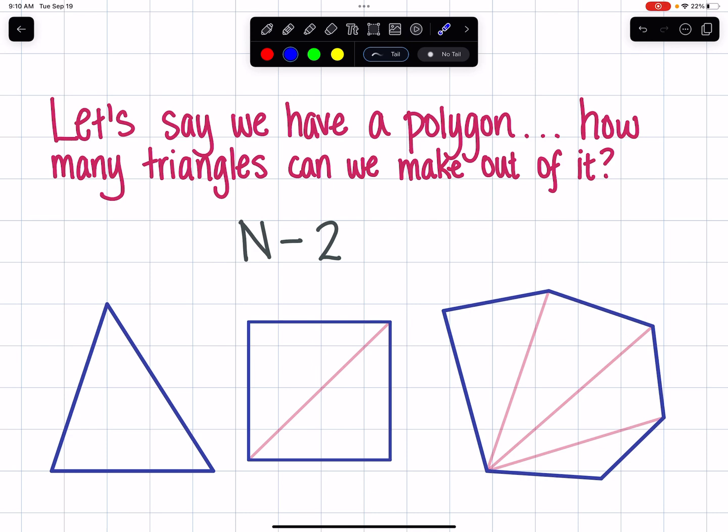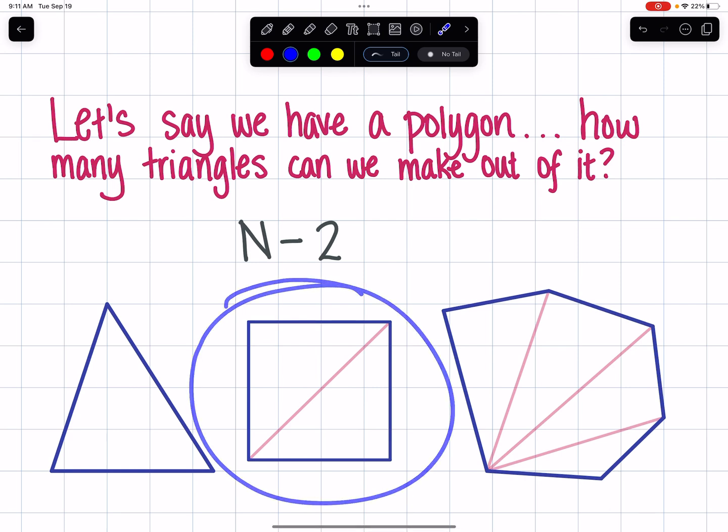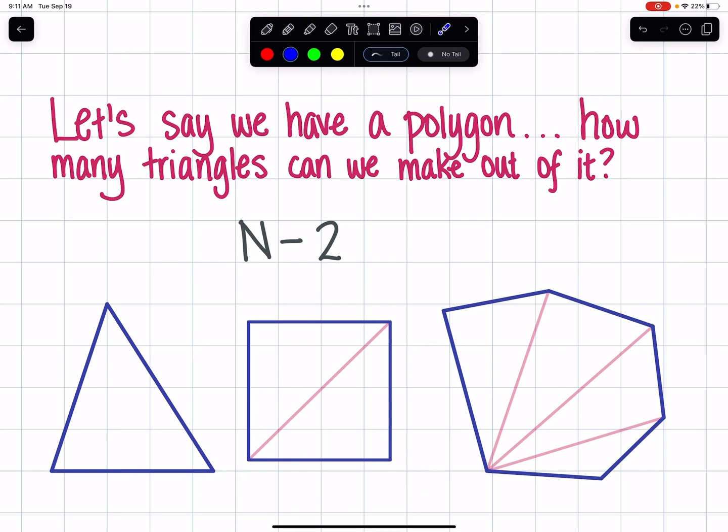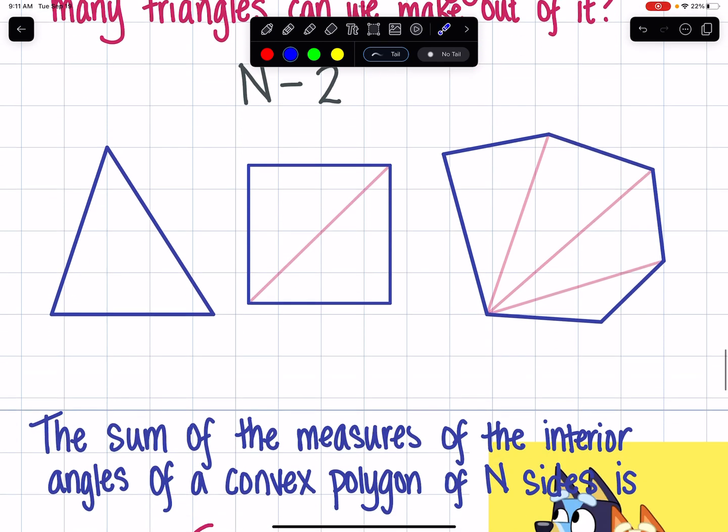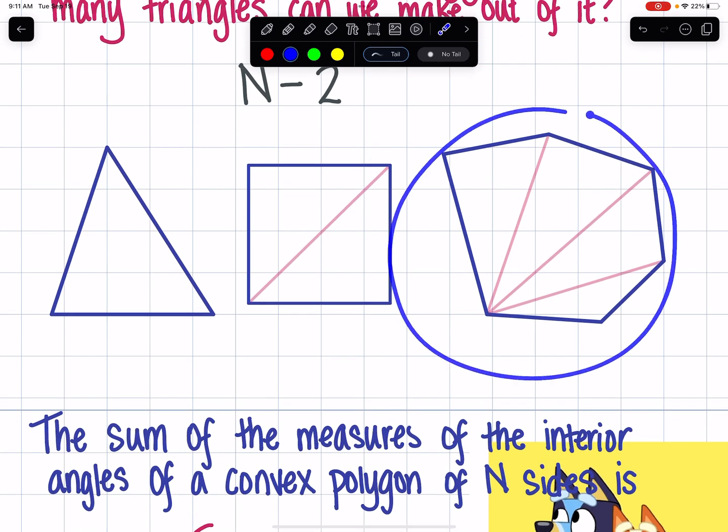A triangle has 3 sides: 1, 2, 3. 3 minus 2 would be 1. So you can make a triangle into only one triangle. That makes sense. Let's look at this quadrilateral. This has 4 sides. 4 minus 2 is 2. You can make it into 2 triangles: 1, 2. Okay, sweet.